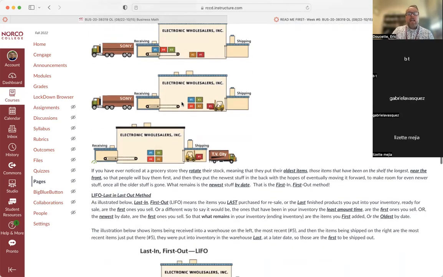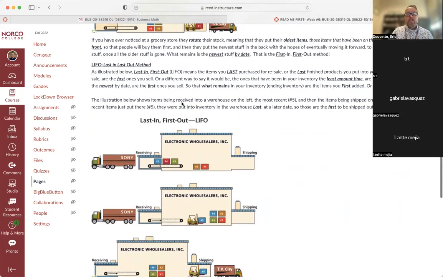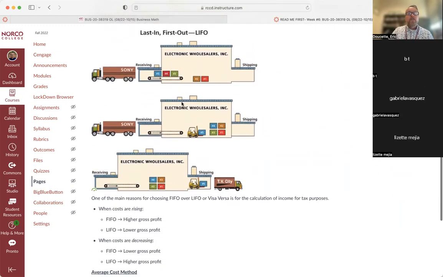The opposite of that is what we call last in, first out. So if you look at this illustration, you have the same truck dropping off the same 5 boxes. However, when it comes to selling, I'm going to sell the last one I put in first. In other words, box number 5 goes out first. The last item I put in is the first one I sell.